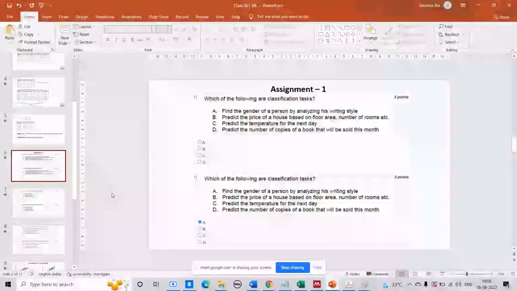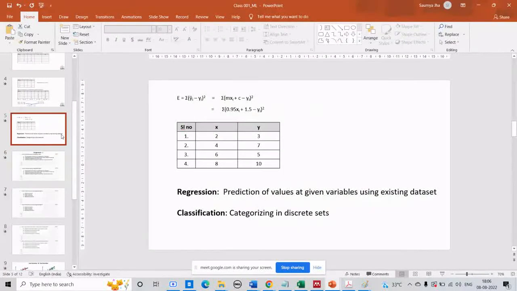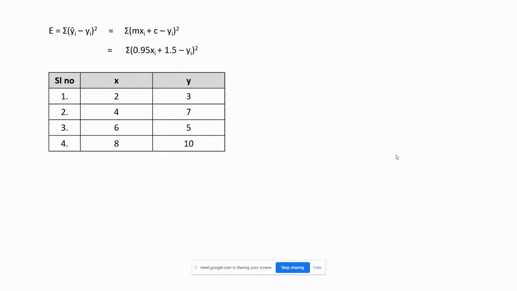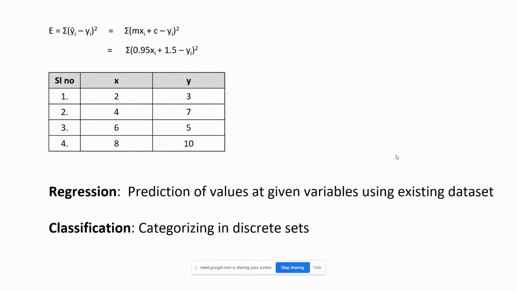So with this we come to our second class. Basically, in the previous class we had discussed regression. What is regression? Briefly, can anyone tell me, on the basis of the previous class, what you understand by regression? Don't go by the definition which is shown on the screen. Explain it in your own words.